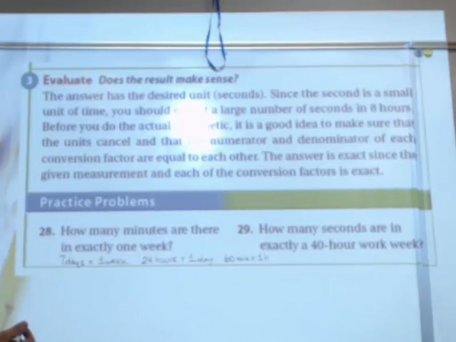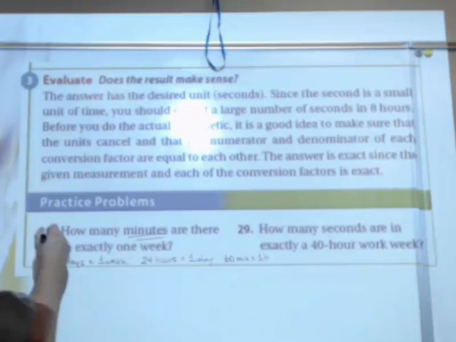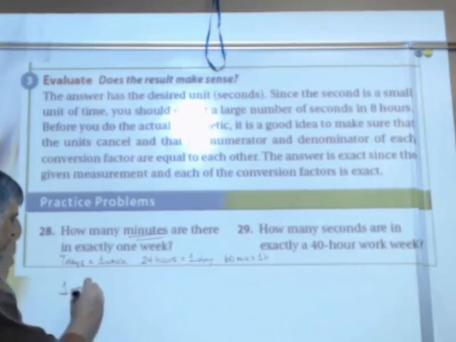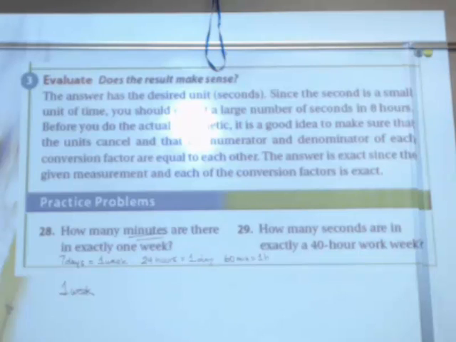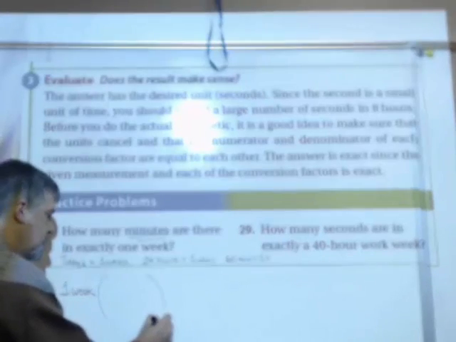I don't even have enough to get to seconds. Oh, they didn't ask seconds. Okay. They said how many minutes. So I'll stop at minutes. Start with what you wanted to convert, which was 1 week. And now, 7 days. Start conversion factors.